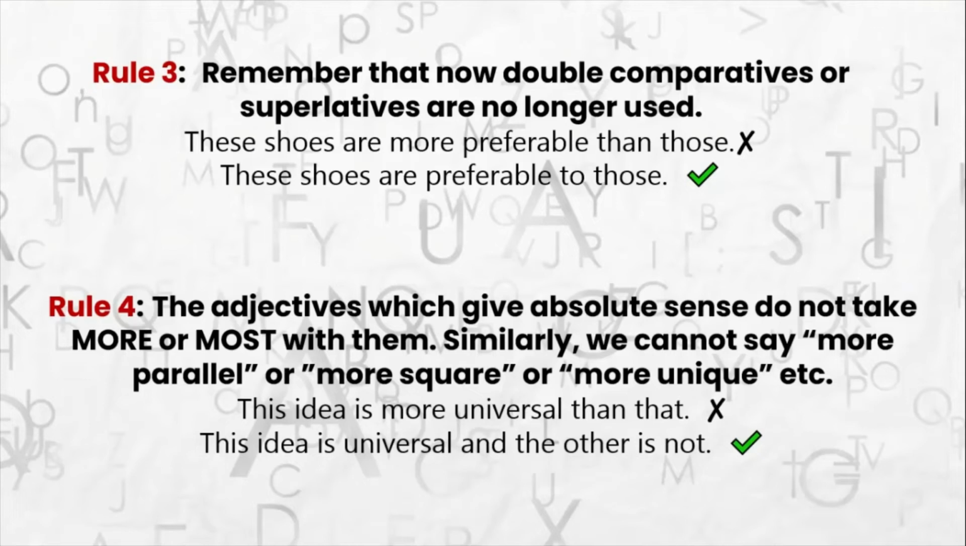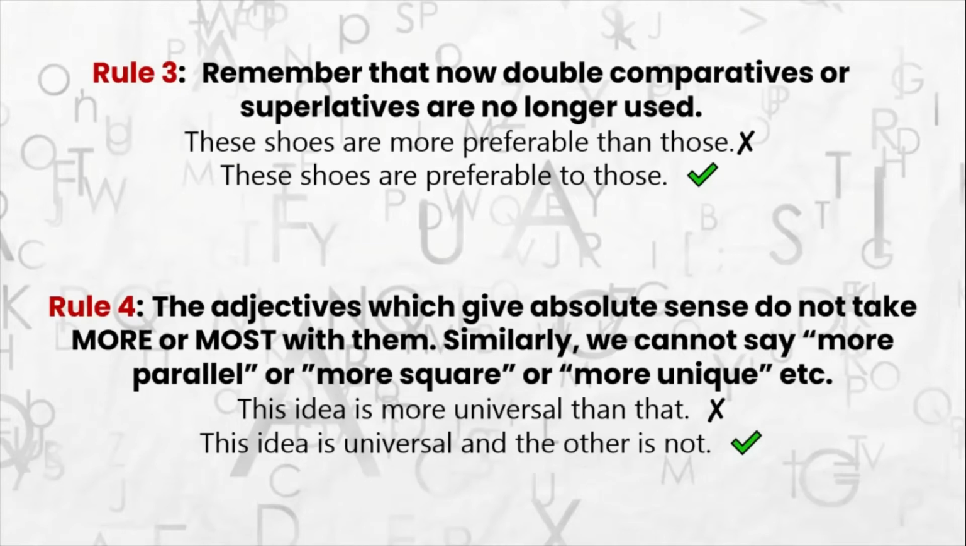The adjectives which give absolute sense do not take more or most with them. There are certain adjectives which are absolute. That is, you need not add any word to it. For example, when we say more parallel, what is the meaning of more parallel? Parallel itself means two lines which never meet. So there is no need to say more parallel. Parallel cannot have a degree of less parallel or more parallel. Or when you say unique, unique in itself means something out of the ordinary. So there is no need for you to say more unique at all.